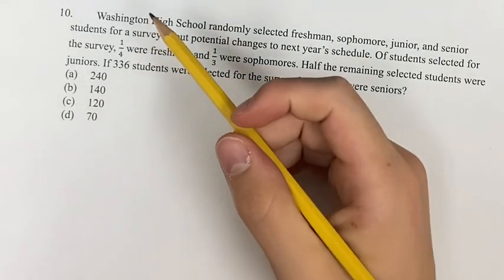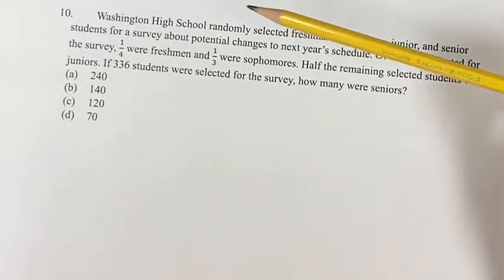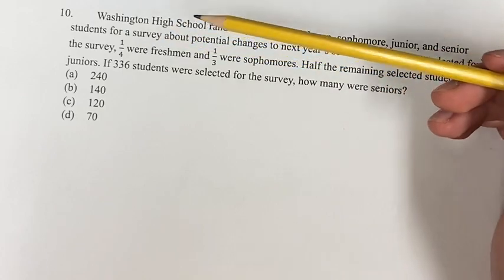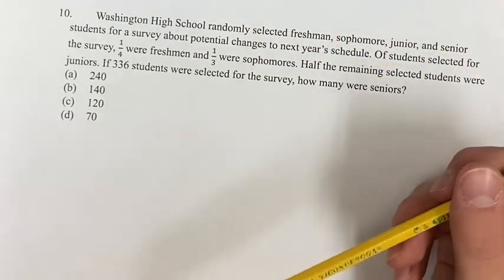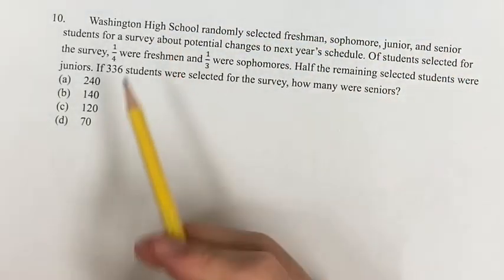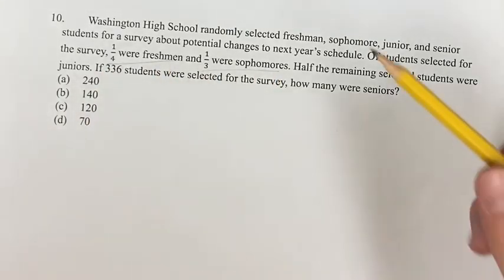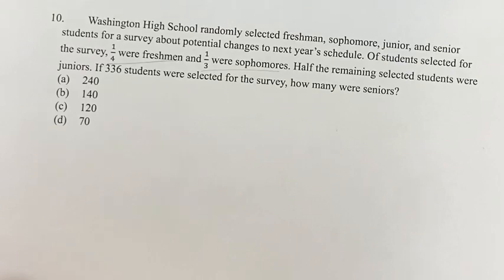In this problem, we're told that at Washington High School, we have randomly selected freshmen, sophomore, junior, and senior students for a survey about potential changes to the next year's schedule. Of the students selected for the survey, a quarter were freshmen, a third were sophomores, and we're told half the remaining selected students were juniors.